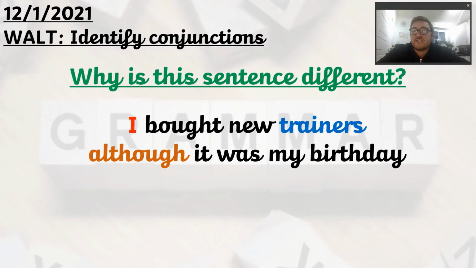So why is this sentence different to the others? I bought new trainers, although it was my birthday. So why is that sentence different to I bought new trainers and I received new sports kits? Although they have different words, why are the two sentence styles different? If you have an idea or an answer, pause the video and write down why you think this sentence is different to the sentence we had a go at yesterday. And don't just say they have different words, please.